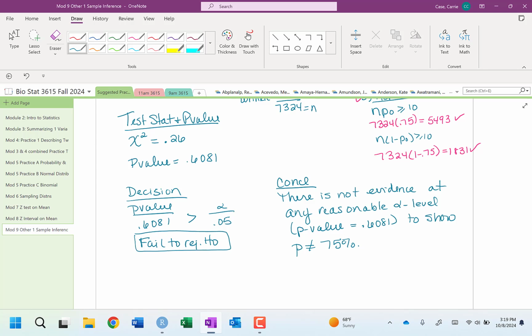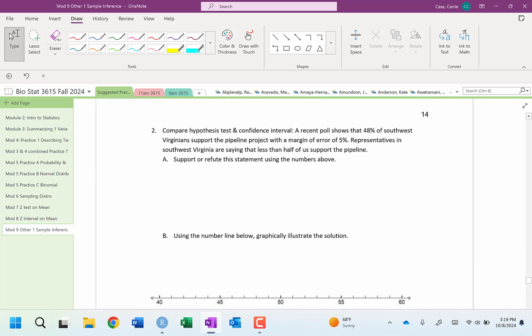All right, let's do our next problem. So this one we won't need R for. Compare the hypothesis test and confidence interval. A recent poll shows that 48% of Southwest Virginians support the pipeline project with a margin of error of 5%. Representatives in Southwest Virginia are saying that less than half of us support the pipeline. Support or refute this statement using the numbers above.